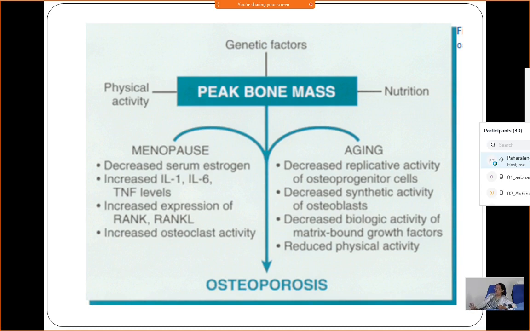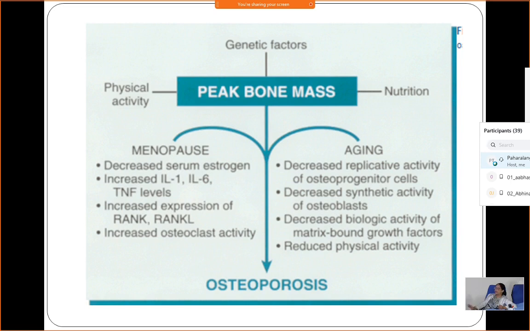So a lot depends on who is susceptible to osteoporosis. A lot depends on what the peak bone mass is during your adult life. Now, peak bone mass is reached as soon as a person reaches adolescent age. Now, what decides the peak bone mass? Of course, genetic factors: where you are born, the ethnicity, whether white versus black. For example, black people have more peak bone mass compared to white people.